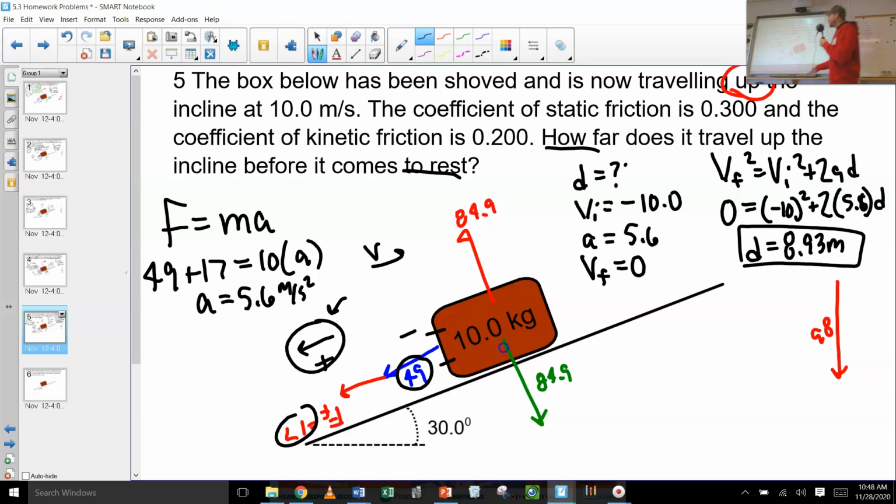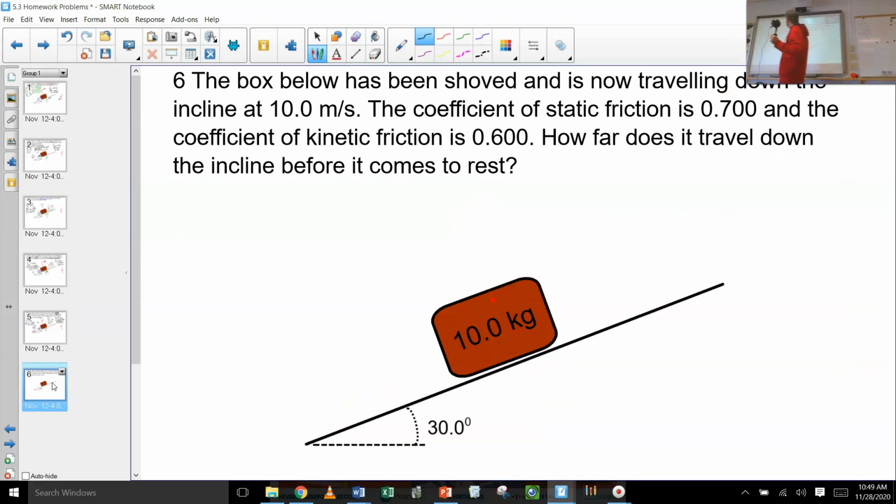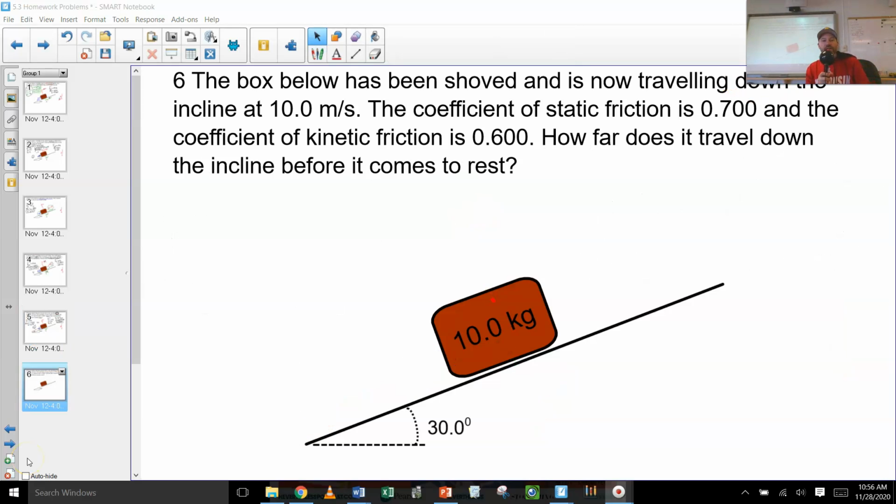The difference, friction is going down the hill only because I'm traveling up the hill. Friction opposes motion, and since my motion is up the hill, that means friction is opposing that. So that's kind of a funky little question with that one right there. All right, and number 6, our final one.